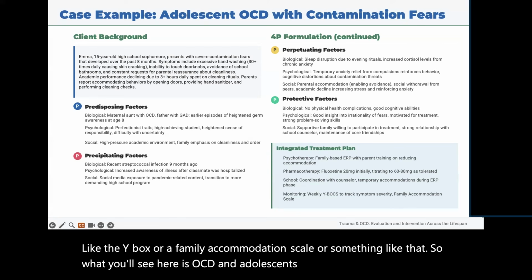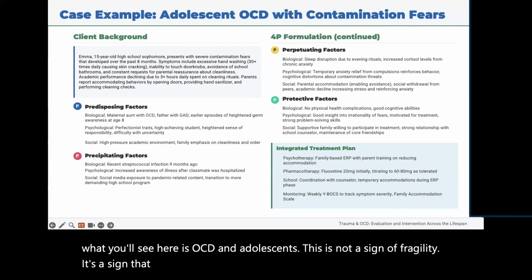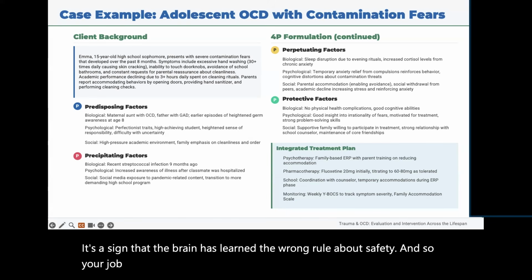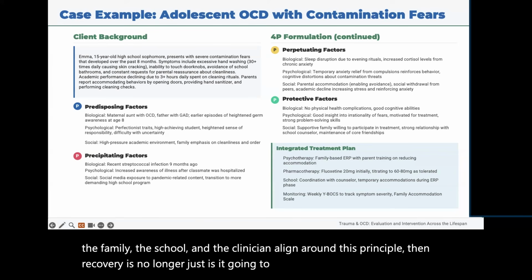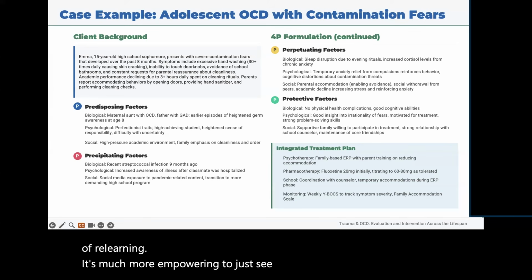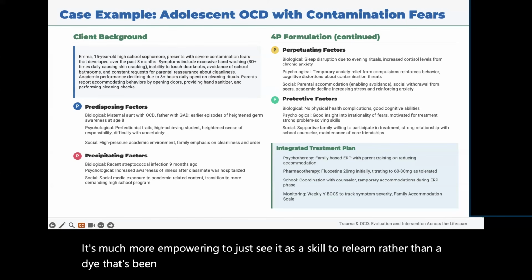This is not a sign of fragility. It's a sign that the brain has learned the wrong rule about safety. And so your job isn't to teach calm, it's to teach tolerance of uncertainty. So when the family, the school, and the clinician align around this principle, then recovery is no longer just, is it going to happen? It just becomes a process of relearning. It's much more empowering to see it as a skill to relearn rather than a die that's been cast and this is your lot.